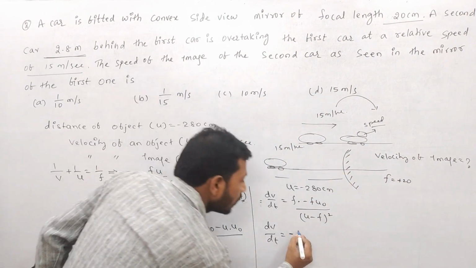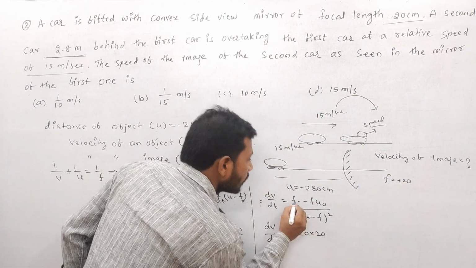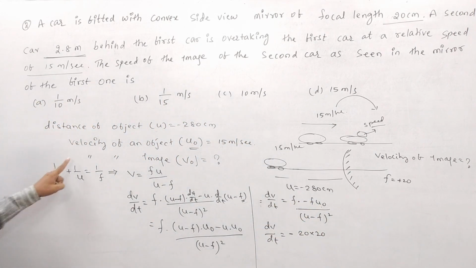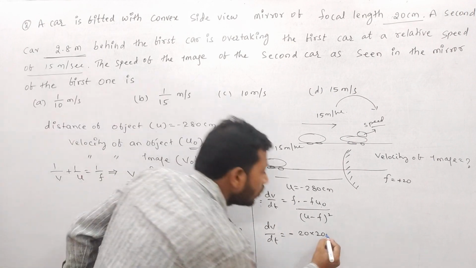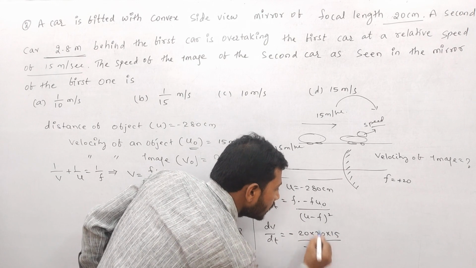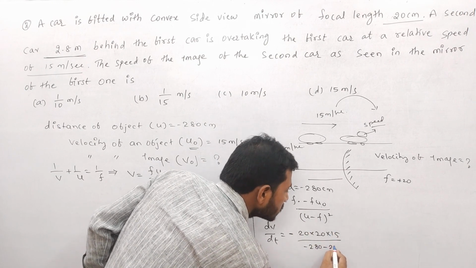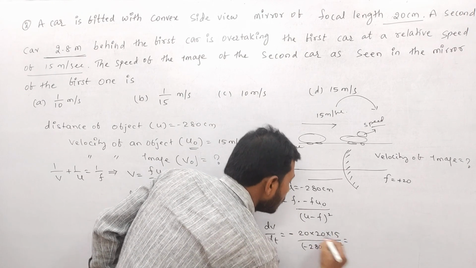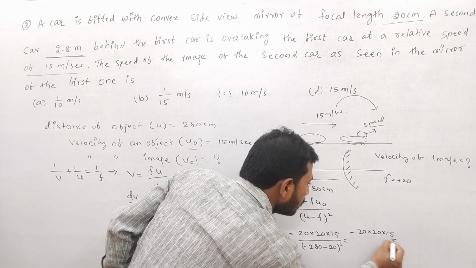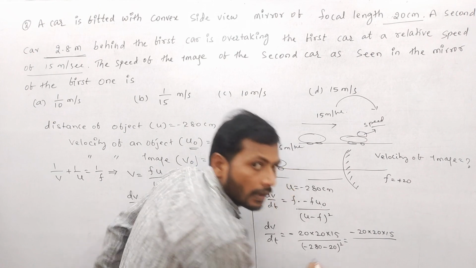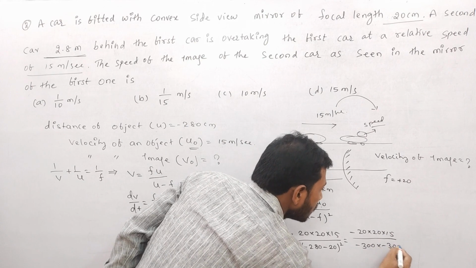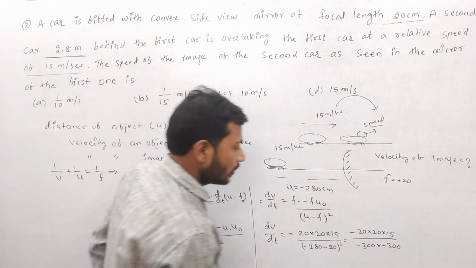Then I am writing here 20 into 20 because of f square. u naught means the speed of the object. How much is the speed of the object, children? Into 15, divided by u, which is minus 280, minus the focal length 20, whole square. It means minus 20 into 15 by minus 280 minus 20, which is minus 300. Minus 300 into minus 300.